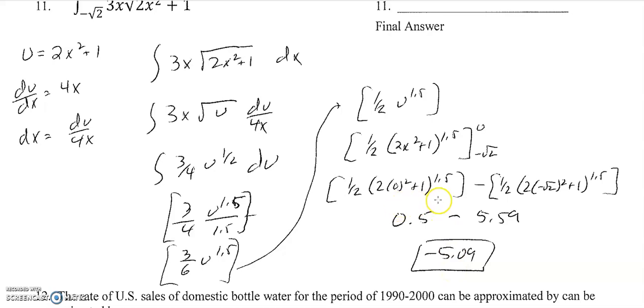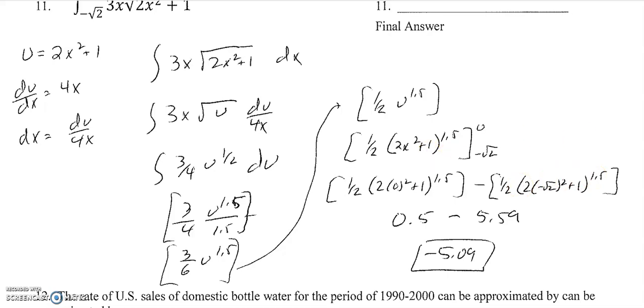Now, when you type this in the calculator, be careful. For example, 2 times 0 squared plus 1. You can kind of do this on your own. 0 squared is 0. 0 times 2 is 0. 0 plus 1 is 1. 1 to the 1.5. So if that helps you, instead of typing the whole thing in the calculator, do that. Same thing on the other side. When you have 2 times negative square root of 2 squared plus 1, negative squared is positive. Square root of 2 squared is 2. 2 times 2 is 4. 4 plus 1 is 5. Then you can type in 5 raised to the 1.5 times a half. So take things slowly if you don't want to type the whole thing in the calculator at once.